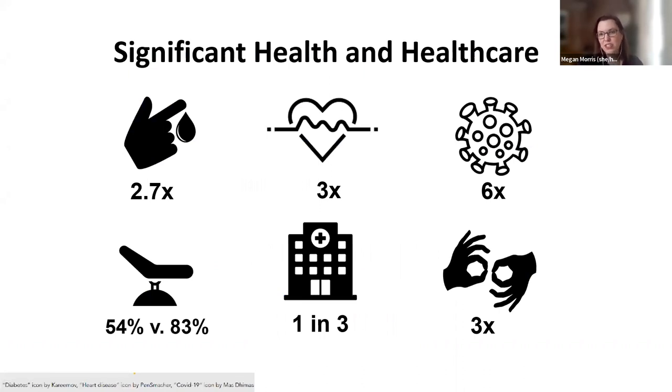So just to set the stage, this is probably knowledge that many, if not all of you, know. The research has demonstrated over and over that individuals with disabilities across different types of disabilities experience disparities in the receipt of health and healthcare services. And this can lead to poor health and healthcare outcomes. I'm giving a few examples here, just a little taste of the vast amount of research around the disparities experienced by individuals with disabilities. We know that individuals with physical or cognitive disabilities have much higher rates of diabetes, 2.7 times, and higher rates of heart disease, 3 times, as compared to individuals without disabilities.